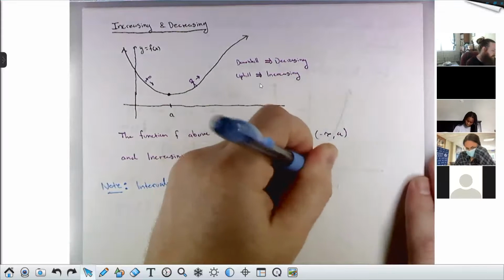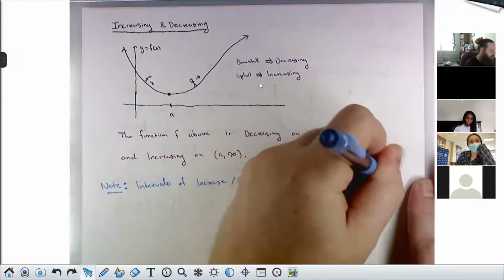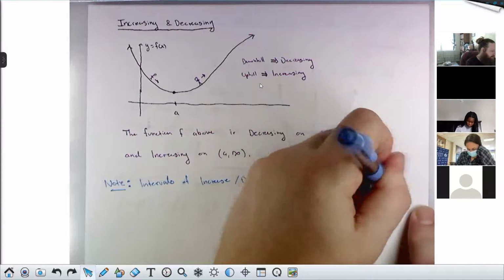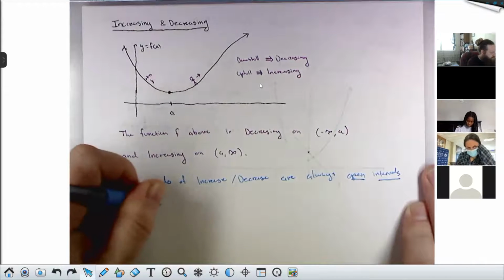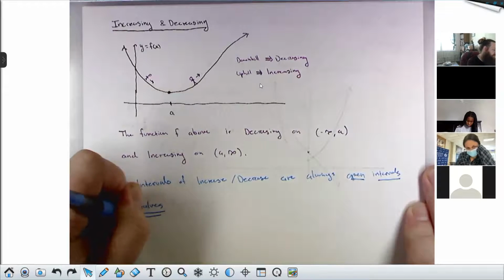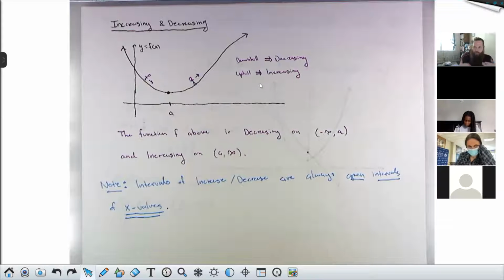Intervals of increase and decrease are always open intervals of x values. And I want to double emphasize this last part. I know that if I give anybody in this class a graph and ask them to point to the part of the graph where you're increasing or decreasing, everybody could do that. Right? It's such an intuitive thing. But writing it down correctly is another matter.